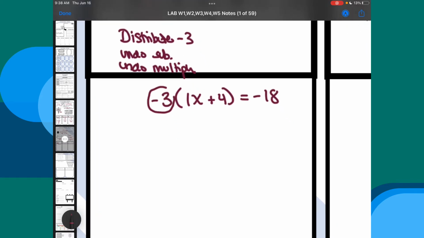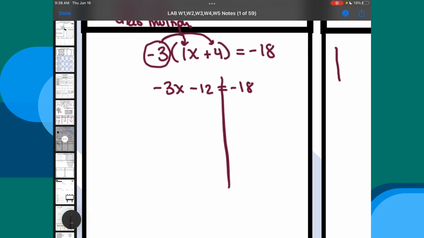I'm taking the -3 and I'm multiplying it to both numbers inside the parentheses. -3 times 1x gives me -3x. -3 times 4 gives me -12. Once I get rid of the parentheses, it goes back to what a two-step equation looks like. So I have multiplication here and I have subtraction. We're going to start by inversing the subtraction. We're going to add 12. -12 plus 12 cancels out to 0.